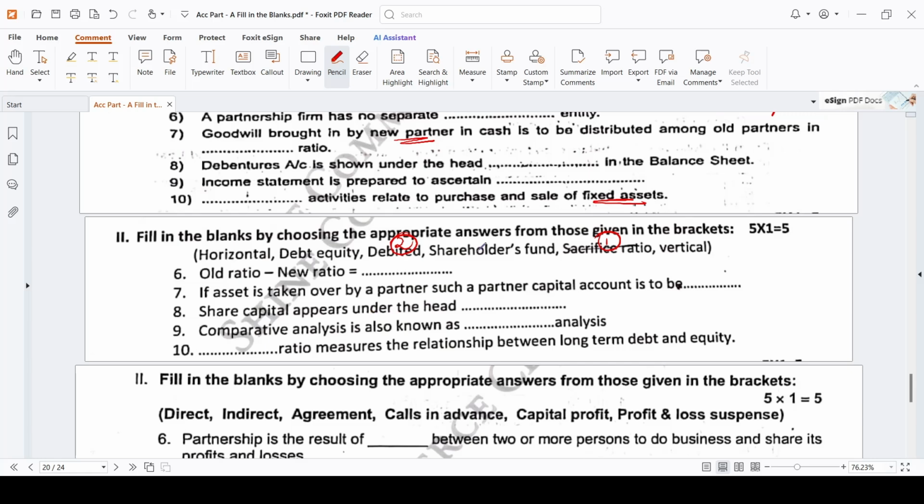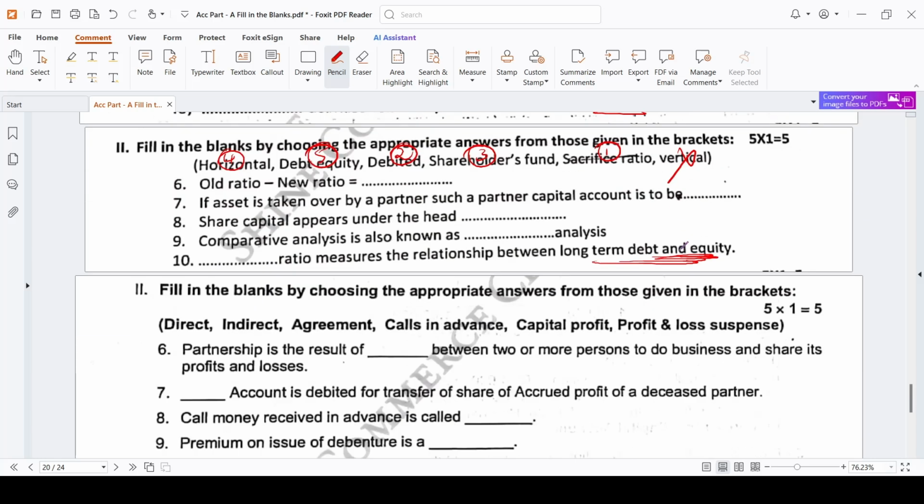Share capital appears under the head shareholders' funds. Comparative analysis is also known as horizontal analysis, and common size is vertical. The debt equity ratio measures the relationship between long-term debt and equity.